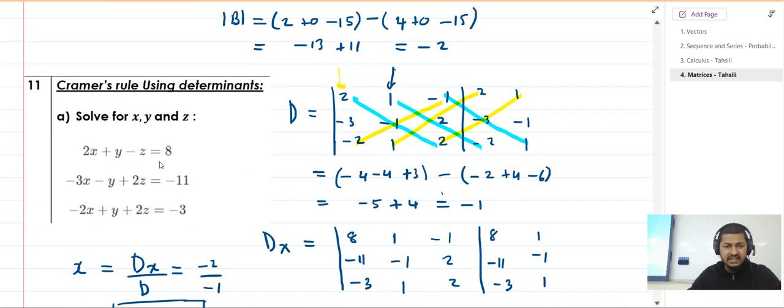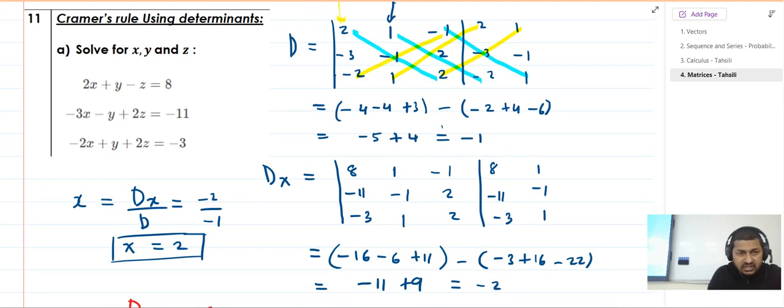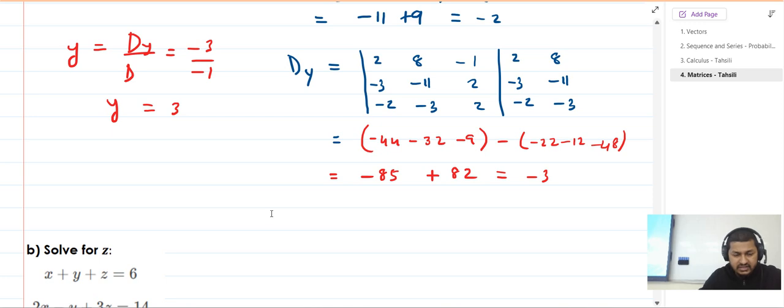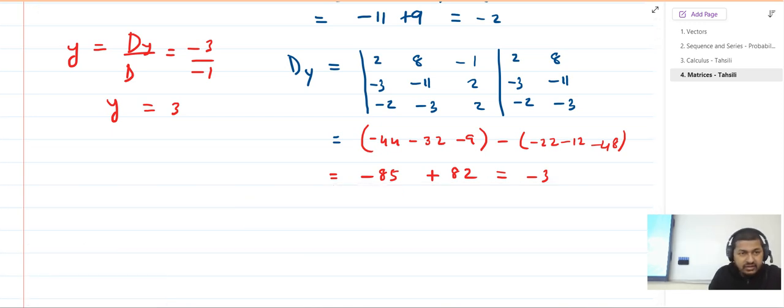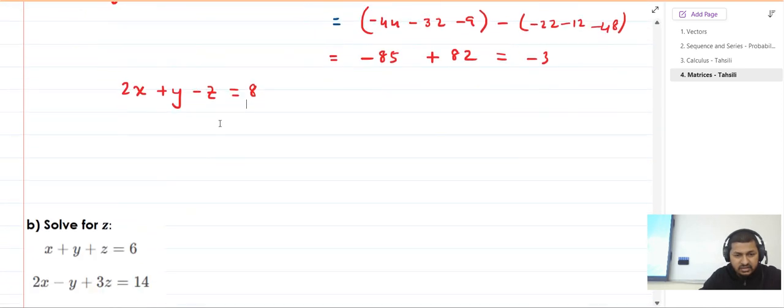Now to find z, you need to take 8, 11, 3 and substitute into this column. Otherwise you don't need to do that, because you see, we know what x and y is. We can just substitute into z and solve. So 2x plus y minus z equals 8. I don't need to go and solve. So what I have here is 2x plus y minus z is equal to 8. Right. Now solve for z.